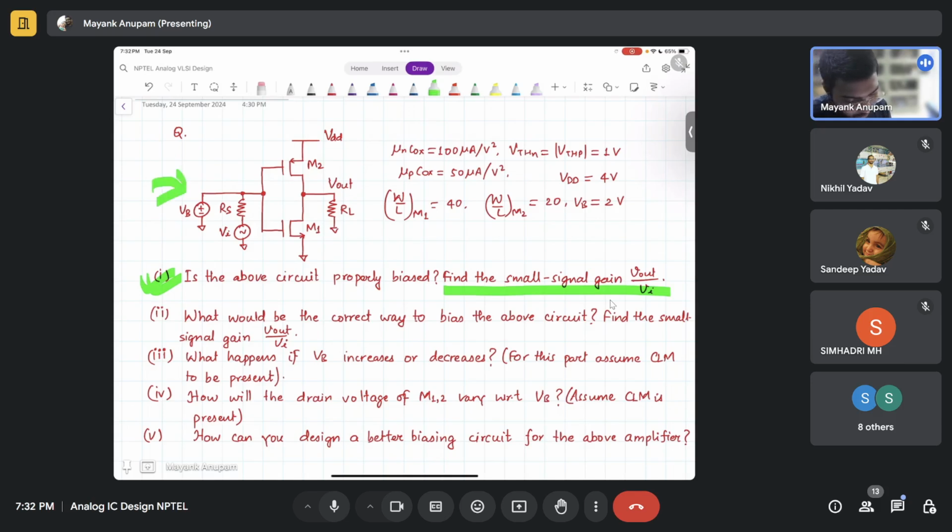Do you suspect any problem here? Is this biased properly? Okay, fine. So let's understand this. I think you have not understood biasing properly. So let's say VB is given as 2 volts. So this voltage is 2 volts, right? And Vi is, let's say, A naught sine omega naught t. Let's say it is 1 volt sine omega naught t. That is Vi. So what is the voltage that is going to appear here?